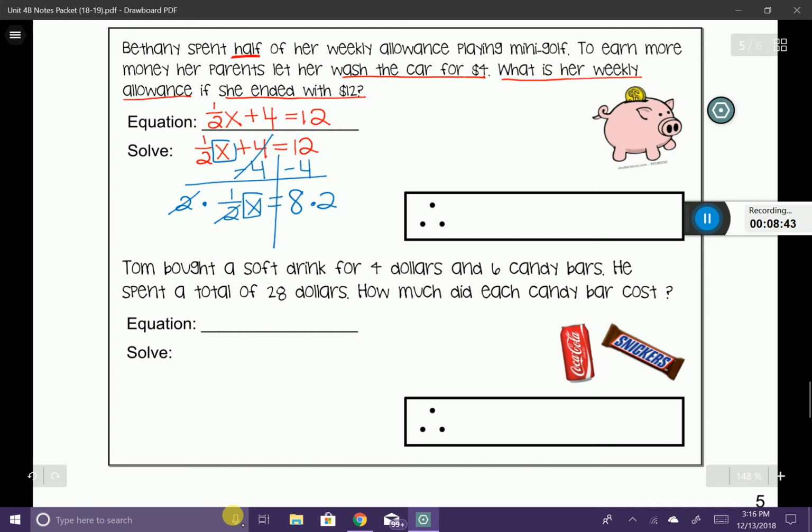And that's going to leave me with 1x. Now 1x can also be written just as x, and that's going to equal 16. So x is equal to 16 is our answer. So the question being asked again is, what's her weekly allowance? Well, her weekly allowance is $16.